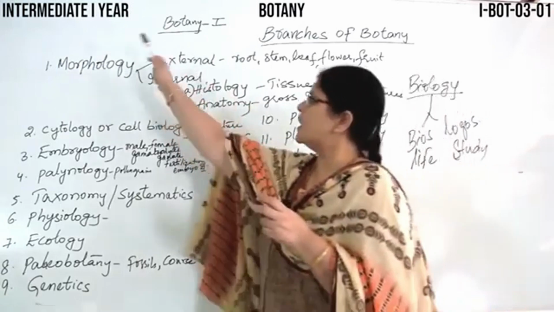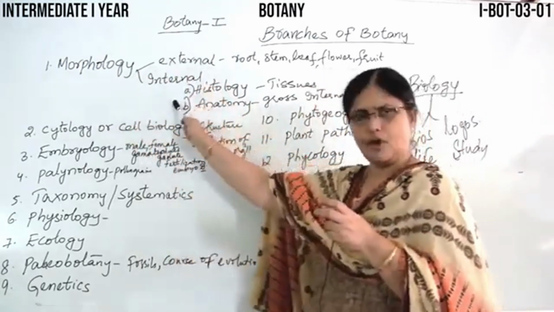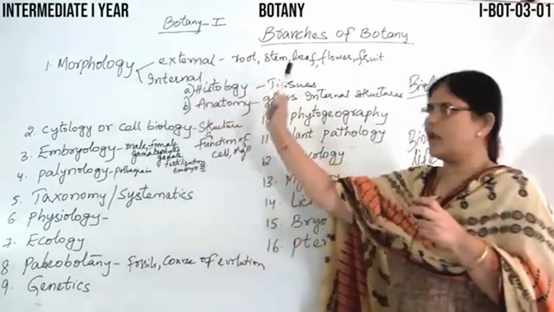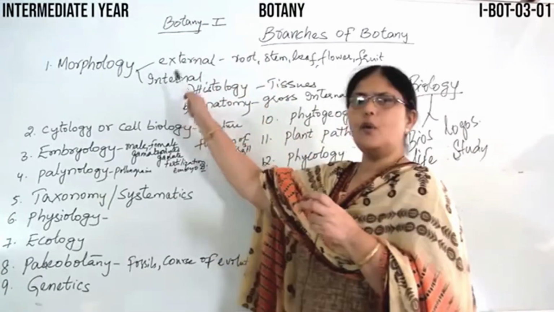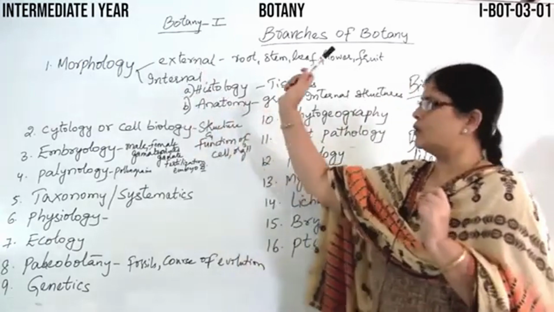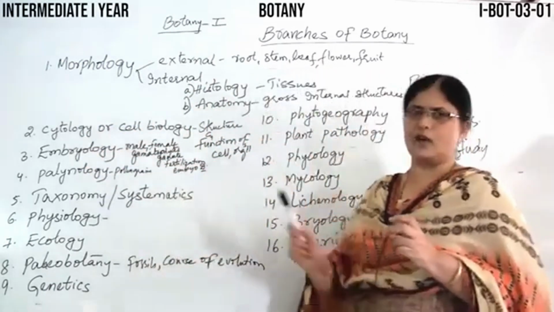So, morphology is a branch of botany which is further divided into external and internal morphology. External morphology is only the external appearance of the plant body. Internal morphology is further divided into histology and anatomy. Is that clear? Now, coming to the next branch of botany, which is cytology or cell biology.